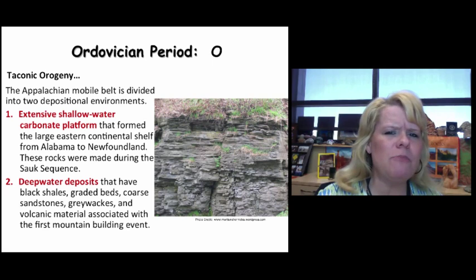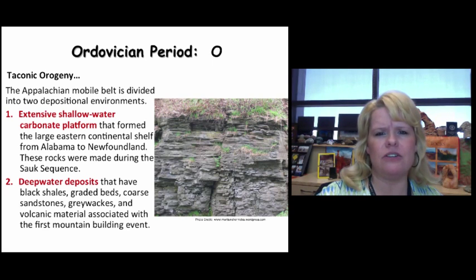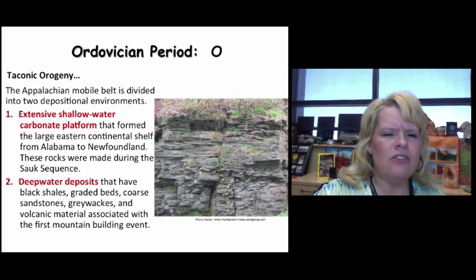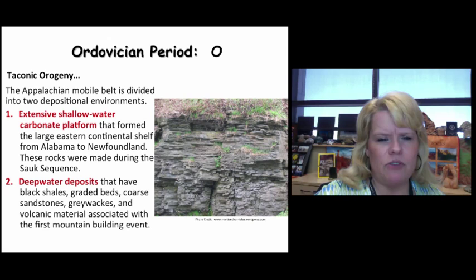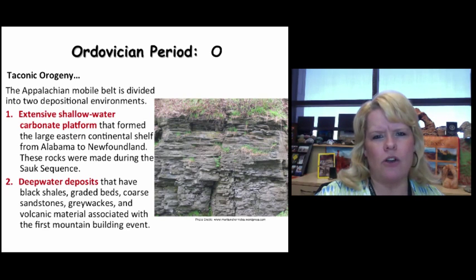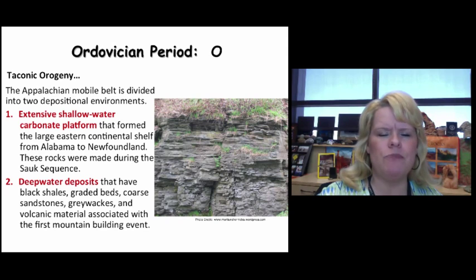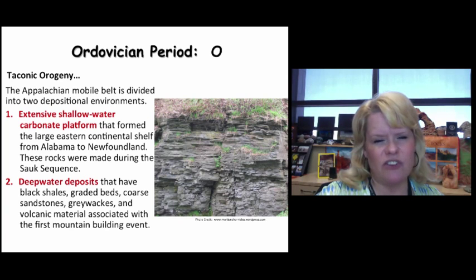And the Appalachian Mobile Belt is actually divided into two different sections of depositional environments as a consequence of the way that it's made. The first area of deposition are the extensive shallow water platforms that created lots of carbonate rocks like limestone. So that would have been the continental shelf that extended out towards the sea. That's the stuff that's fixing to get squashed.